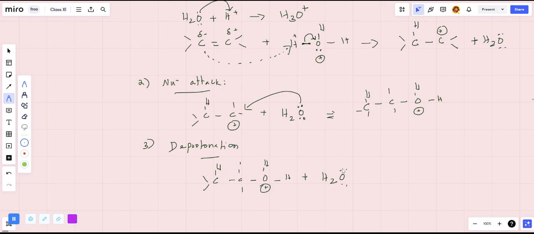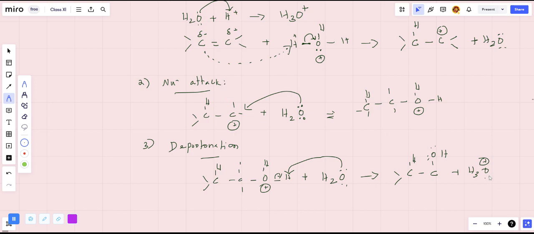Again, this electron goes to this hydrogen. So this bond will break, and oxygen will get its electron back. This OH attaches with this, and then we will get H3O plus again. So whatever we used in the first step, we got it back.